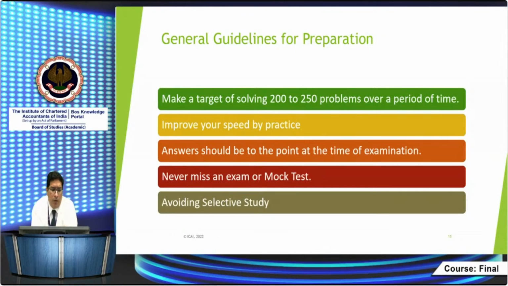Next is avoid selective study. Whichever topic you leave, I am sure there will be a question in the examination from that topic only.